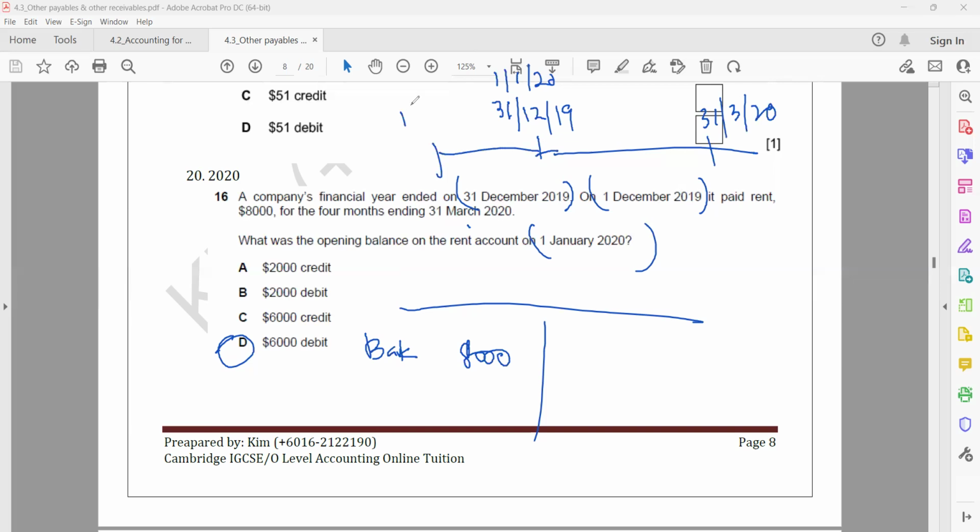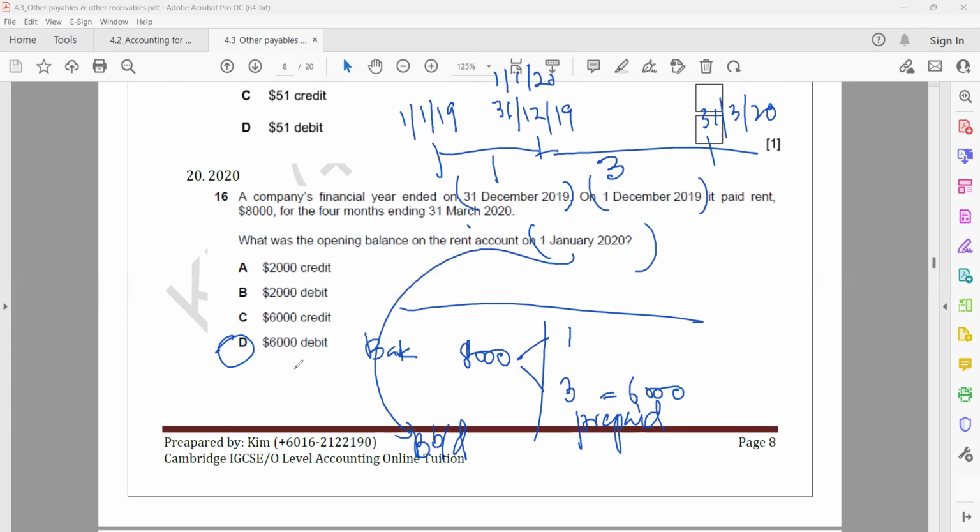So this one, 1st January 19. This is 1 month. This is 3 months. Okay. So you have to divide by 3 months and 1 month. So this one will be 6,000. So this is considered prepaid. Okay. Prepaid balance CD here, balance BD here. Because this one is this date. So 6,000 debit. Okay, now next.